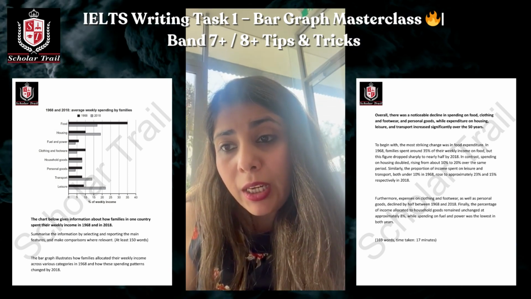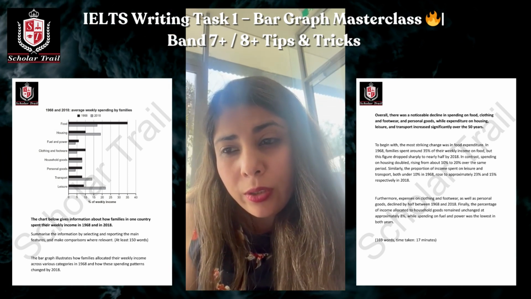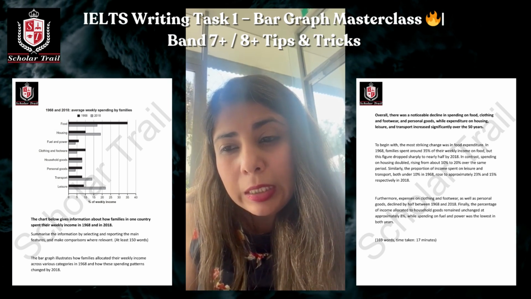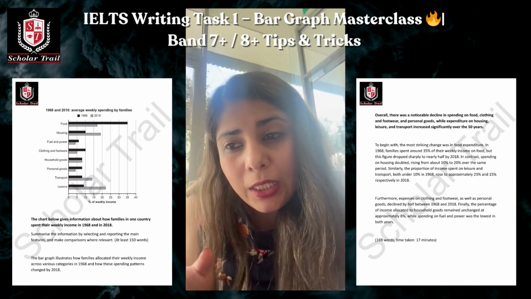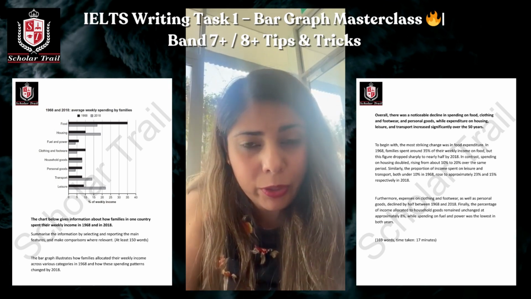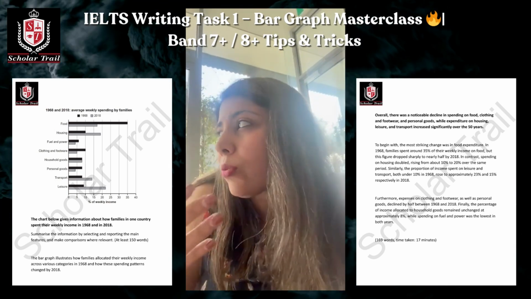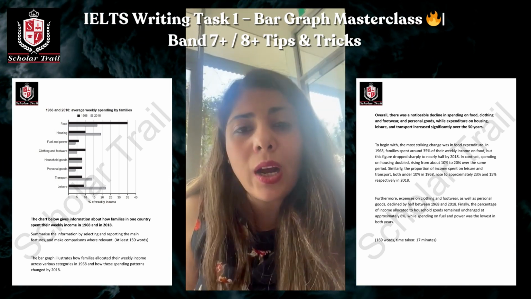Now finally, if we talk about the personal goods also, the personal goods were nearly 9%, but then in 2018, it's like 4.5%. So it's exactly half. So that's why I've written that approximately it reduced to half.